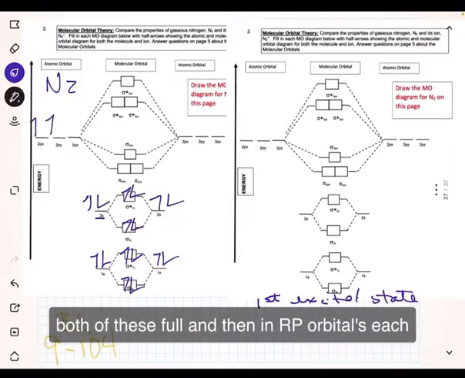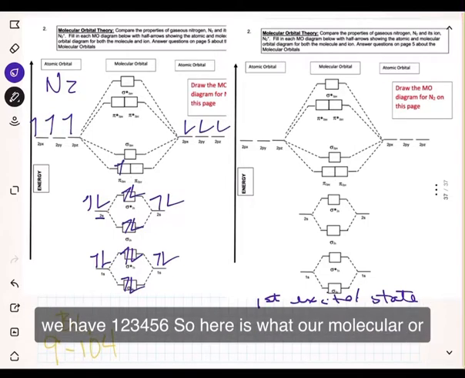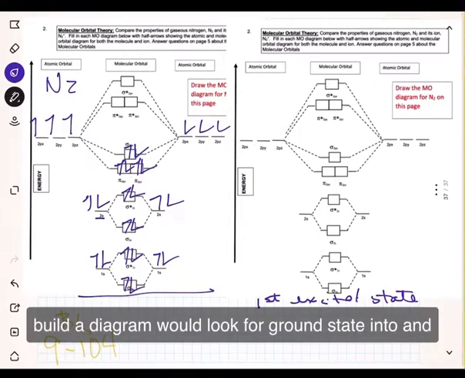And then in our p orbitals, each of the nitrogens has 3 electrons. I'm going to put them in like this just for fun. So we have 1, 2, 3, 4, 5, 6. So here is what our molecular orbital diagram would look like for ground state N2.